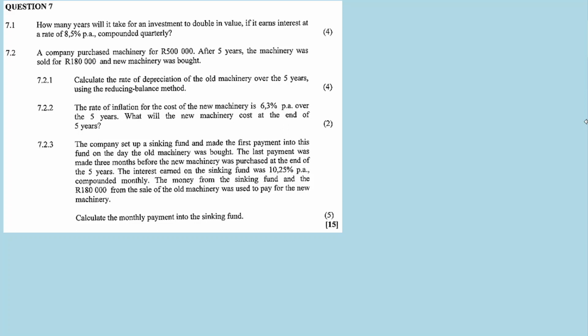So asibone la ku-7.1 ukuthi bathini ke. But how many years will it take for an investment to double in value if it earns interest at a rate of 8.5% per annum compounded quarterly, right? So in other words, now we want a value for n. Our investment is compounded. So sebenzisa the compound interest formula.